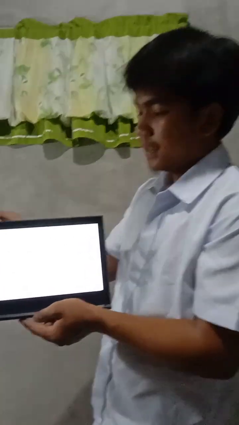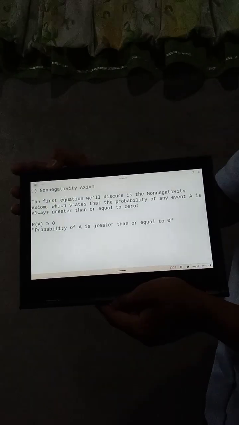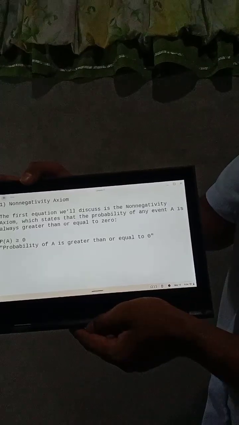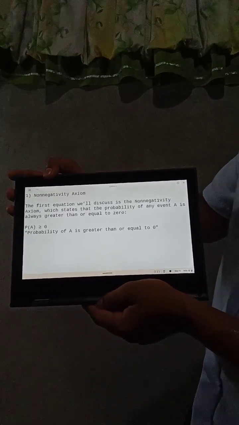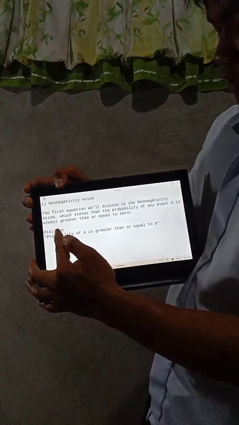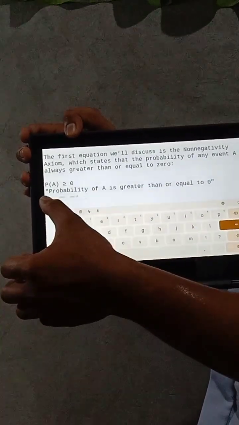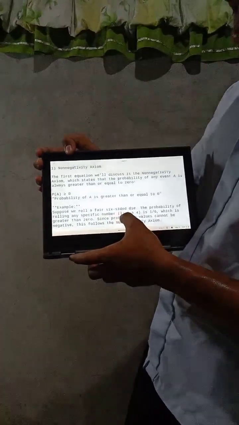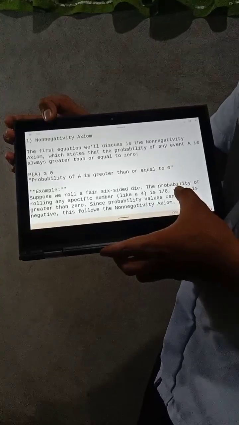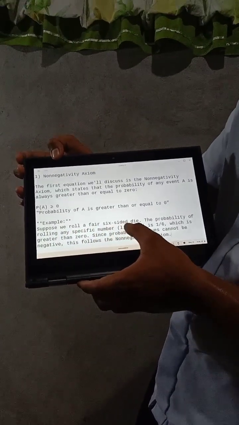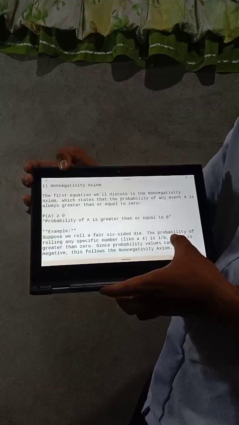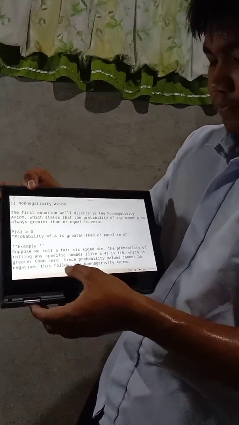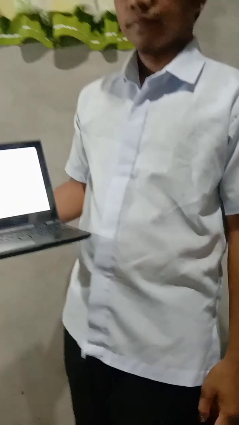Number 1, non-negativity axiom. The first equation we'll discuss is the non-negativity axiom, which states that the probability of any event A is always greater than or equal to 0. Probability of A is greater than or equal to 0. So, we have an example here. Suppose we roll a fair 6-sided die. The probability of rolling any specific number, like a 4, is 1/6, which is greater than 0. Since probability values cannot be negative, this follows the non-negativity axiom.